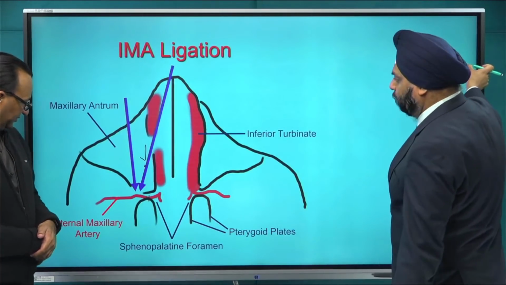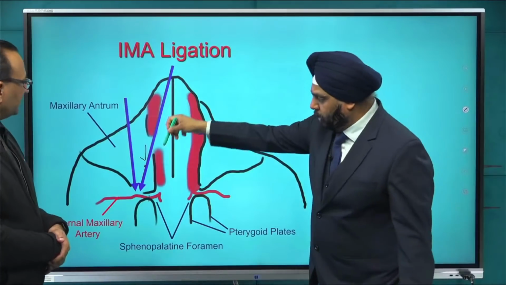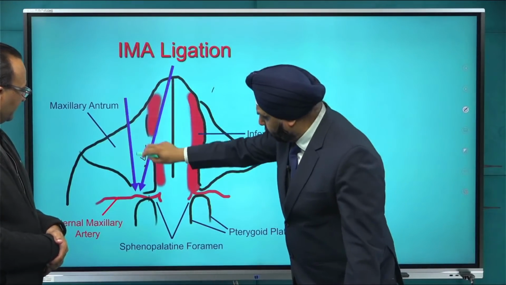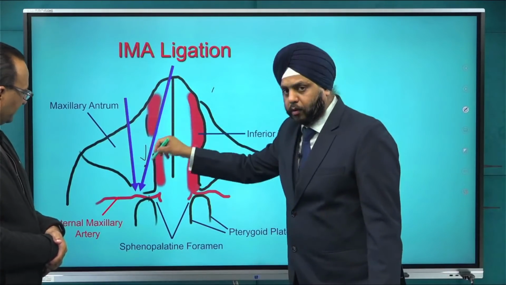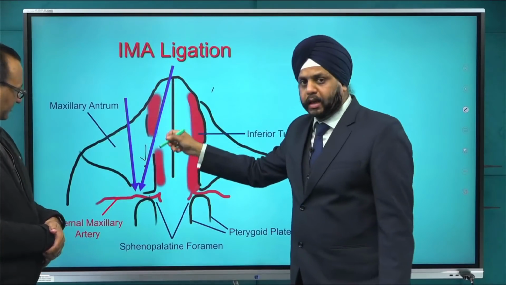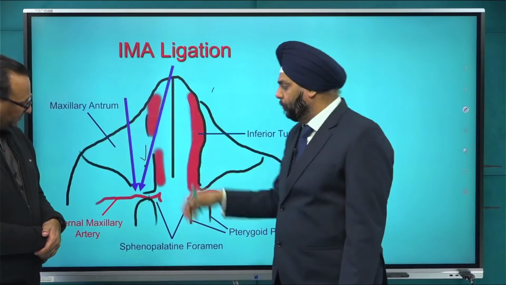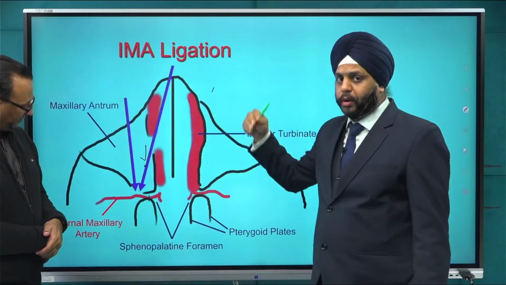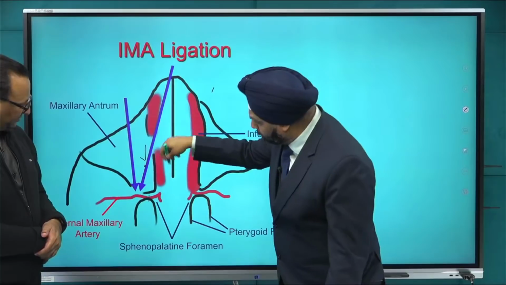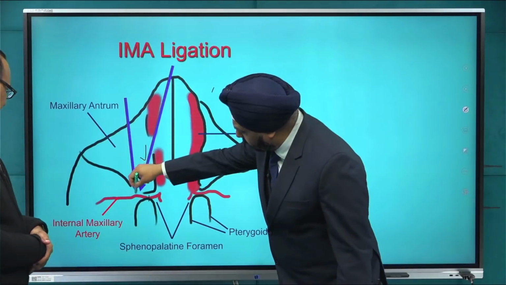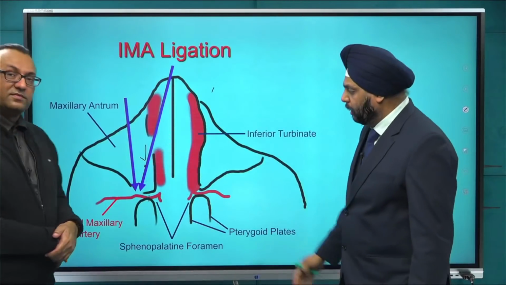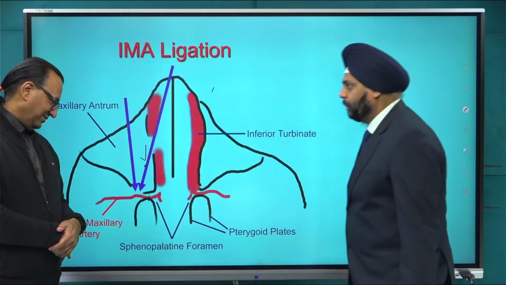The other approach is endoscopic. You can again go transantral and open the maxillary antrum from the ostium. Previously it was done through the inferior meatus approach. Nowadays endoscopically we do it from the middle meatus approach. We open the maxillary antrum, and then again we break the posterior wall of the maxilla, and we find the internal maxillary artery.